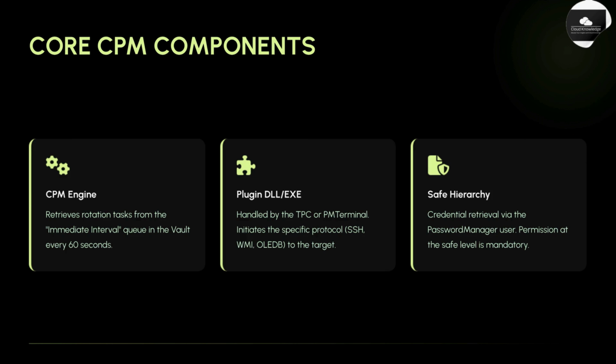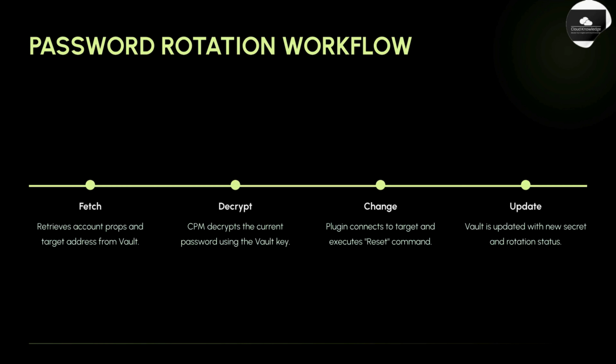The core CPM components include the CPM engine, which retrieves rotation tasks from the vault. The plugin DLL or EXE initiates the protocol to the target. Safe hierarchy involves credential retrieval via the password manager user. The password rotation workflow has 4 stages: fetch, decrypt, change, and update. This ensures the secret is correctly retrieved, decrypted, changed on the target, and finally updated in the vault.